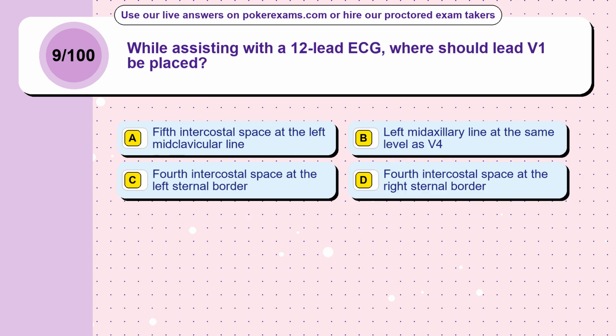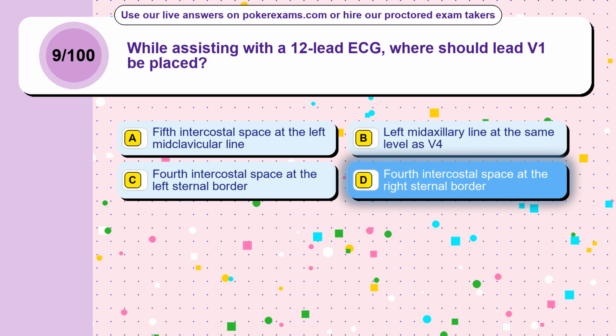Question 9. While assisting with a 12-lead ECG, where should lead V1 be placed? Option A. Fifth intercostal space at the left midclavicular line. Option B. Left mid-axillary line at the same level as V4. Option C. Fourth intercostal space at the left sternal border. Option D. Fourth intercostal space at the right sternal border.